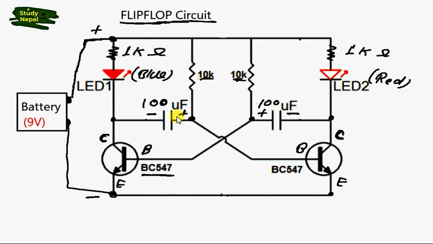As you can see here, the positive terminal of the capacitor is connected to the base of the next transistor, and likewise the base of the first transistor is connected to the positive terminal of the next capacitor. By following all this and giving 9 volt power to the circuit, the flip-flop starts. At first the blue LED glows, after a while the red LED will glow and the blue will stop, and vice versa.